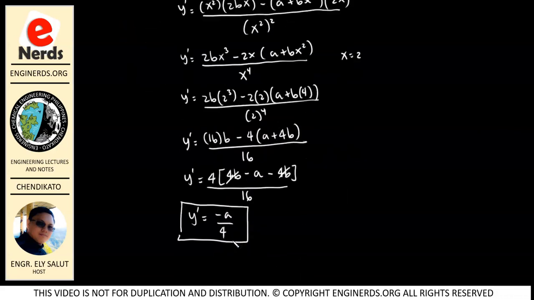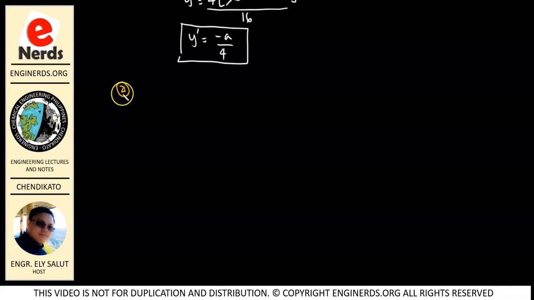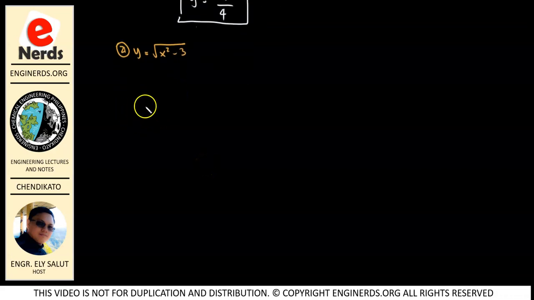Okay, so now we'll go to problem 21, which is y is equal to the square root of x squared minus 3. Well, we know that the square root of x squared minus 3 is also equal to y is equal to x squared minus 3 to the 1/2. So we'll get dy over dx, which is also equal to y prime.